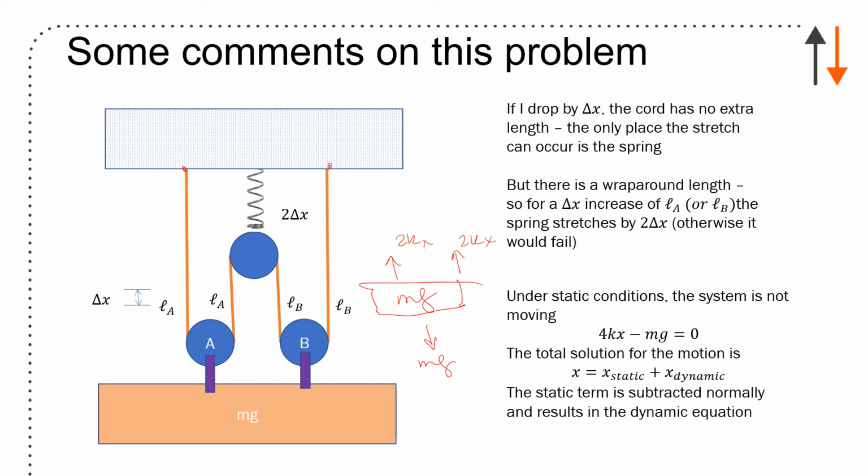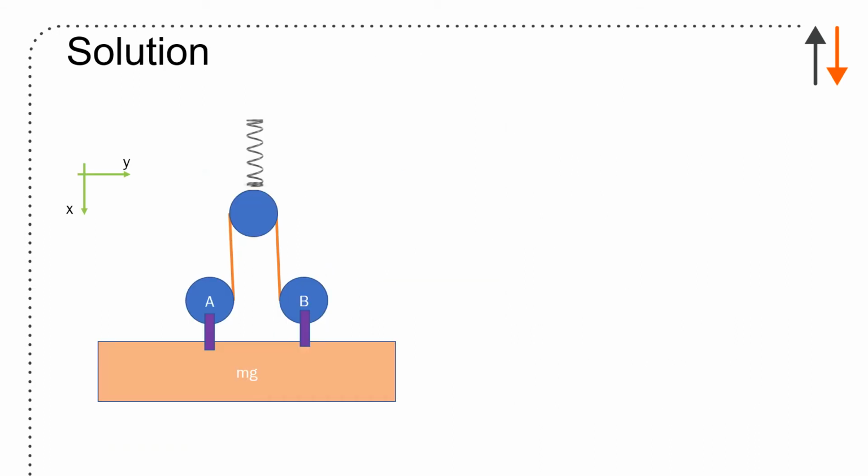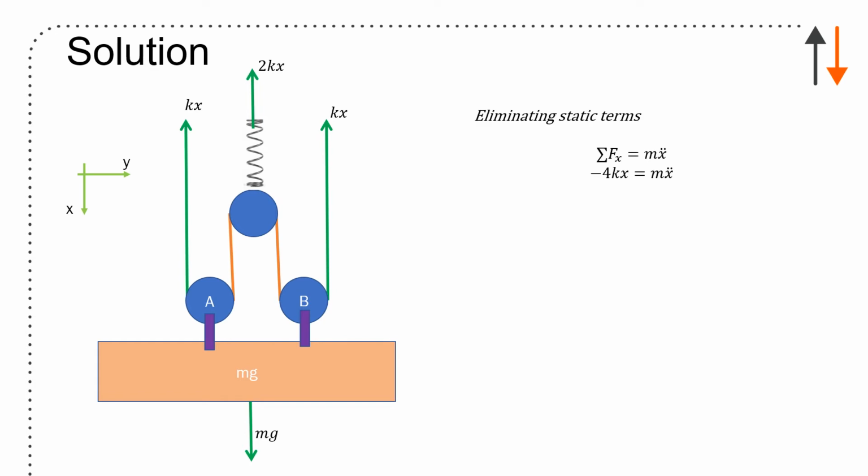Total solution for the motion is x static plus x dynamic, which is the same thing as we just did a moment ago. If you put in the terms and substitute all the expressions and mg, after eliminating all of those static terms, you end up with minus 4kx equals m x double dot. And again, remember, the original solution will have x static plus a delta, and I'm just going to refer to it as x. I end up with a dynamic equation.